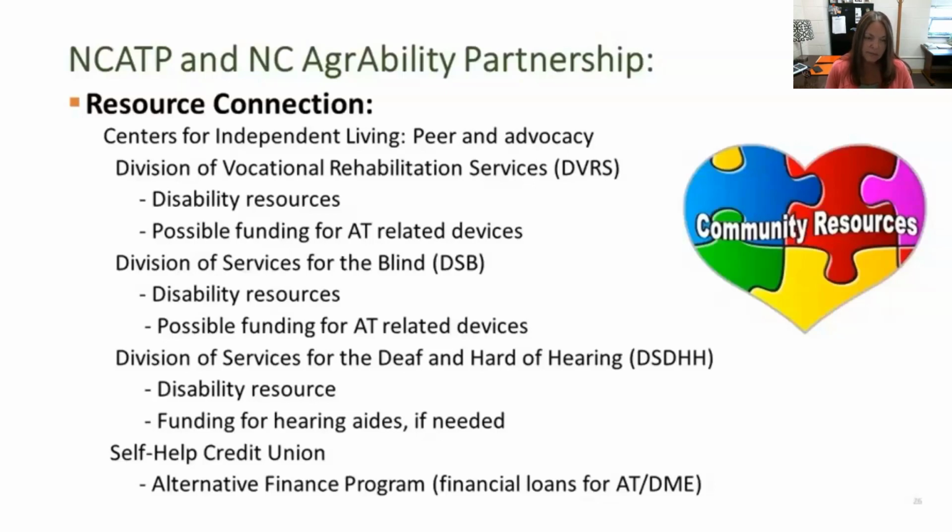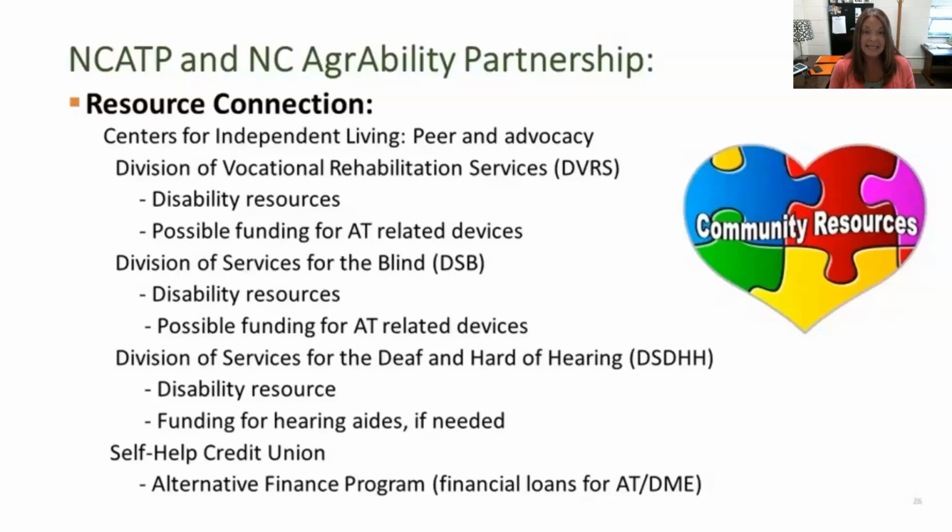Here in North Carolina, too, we have three separate agencies. Some of the states may have that, and some of your states may be one agency. It may be all combined. But here in North Carolina, we have three agencies: the Division of Vocational Rehab, the Division of Services for the Blind, and the Division of Services for Deaf and Hard of Hearing. And we just so happen to be housed under Vocational Rehabilitation, but all of those agencies are under the umbrella of the Department of Health and Human Services.